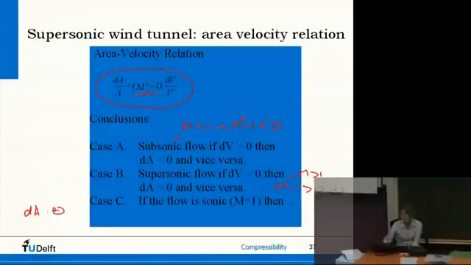area increase, speed increase. And of course, area decrease, this one's still positive, speed decrease. So in this case, the speed will go up for supersonic flow, and in this case, the speed will go down for supersonic flow. Yeah? Clear? Now, what happens if M is 1?